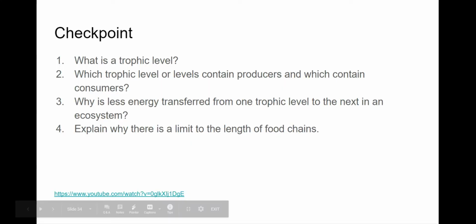Here's your first checkpoint in 1.2. We'll explain what a trophic level is, which trophic level or levels contain producers, and which ones are consumers. So your first trophic level would be your producers. Your second trophic level would be consumers. Your third trophic level would be secondary consumers, and so on. Why is less energy transferred from one trophic level to the next? And explain why there is a limit to the length of food chains.